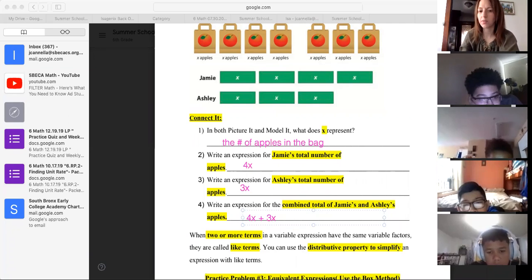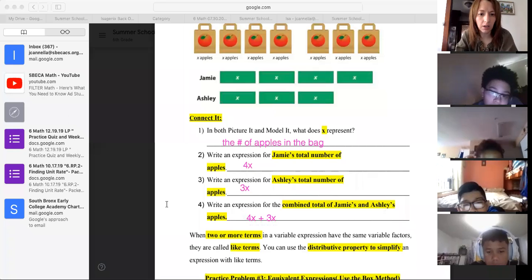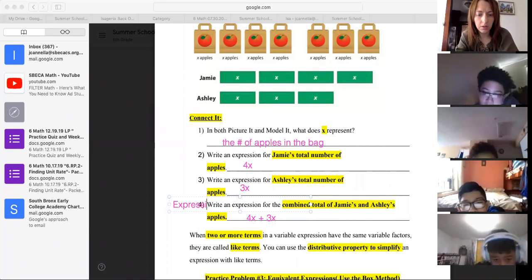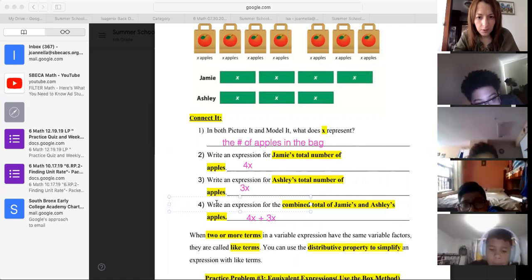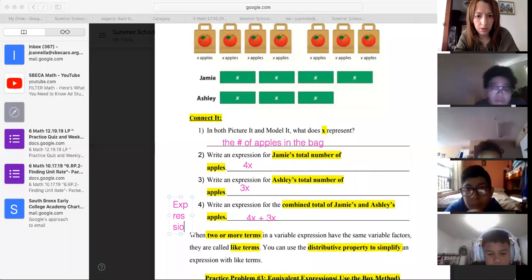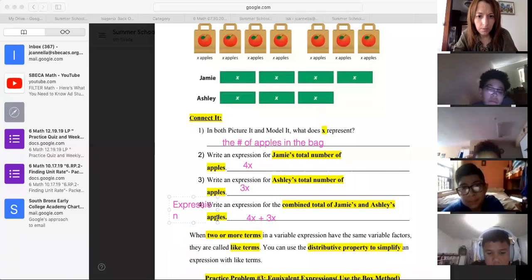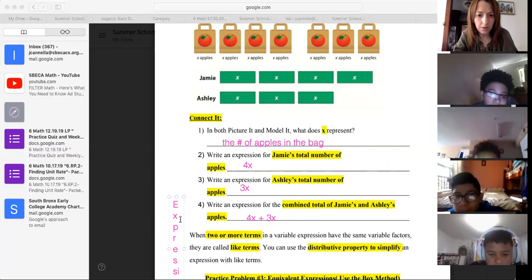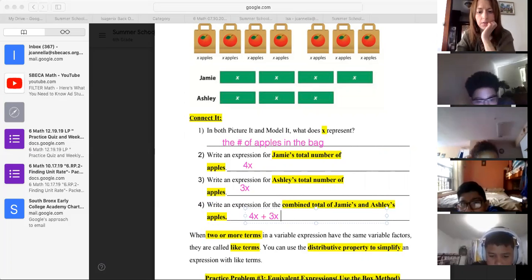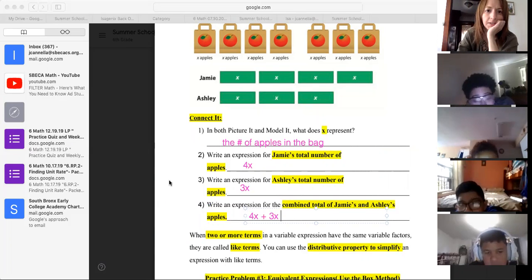4X plus 3X, right? An expression has no equal sign. I want you to write this down right here. Expressions. It's not going to let me. So we're going to write here, expressions. No, I don't like the way that looks, so let me just hit undo on that part. Okay, so now we're going to have here 4X plus 3X.